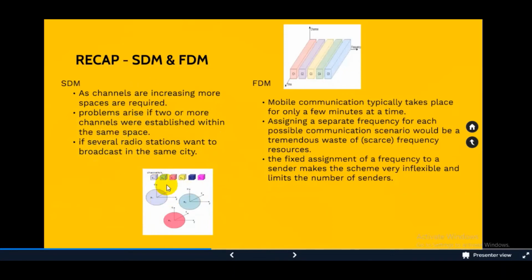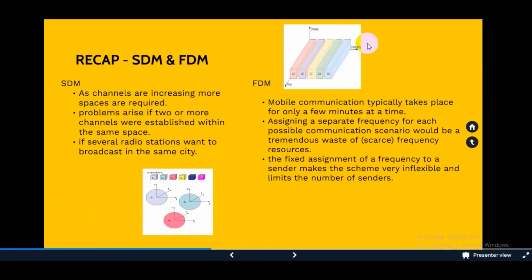And the second thing is that though there are guard gaps between the spaces, the problem arises when two or more channels are trying to establish themselves within the same city. This particular point talks about an example of a radio station. How exactly are the spaces going to get managed when two radio stations want to broadcast themselves in the same city? So these were the few points that we need to remember with regard to space division multiplexing.